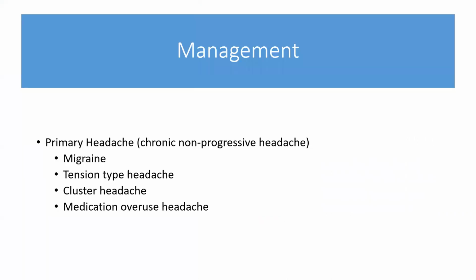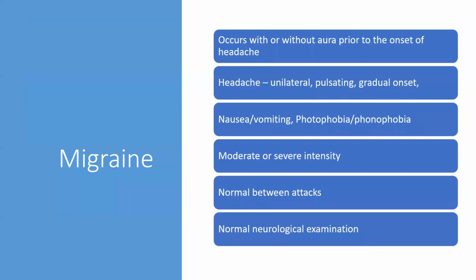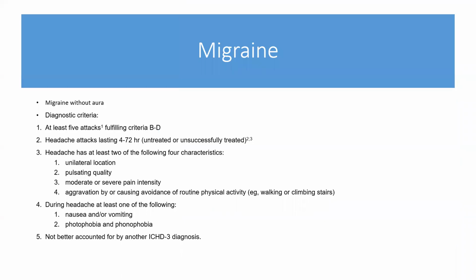So we're going to move on to the management of the primary headache. Primary headaches are migraine, tension type, cluster, and medication overuse headache. Migraine occurs with or without aura prior to the onset of headache. Headaches are usually unilateral, but could be bilateral, pulsating, with gradual onset, and you all know the associated symptoms. They are completely normal between attacks, with a normal neurological examination. These are the migraine diagnostic criteria.